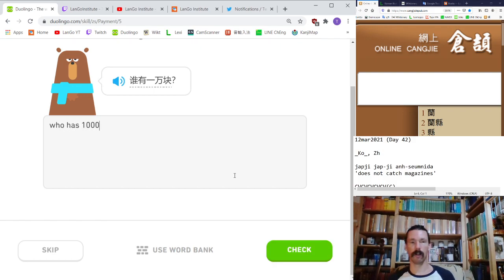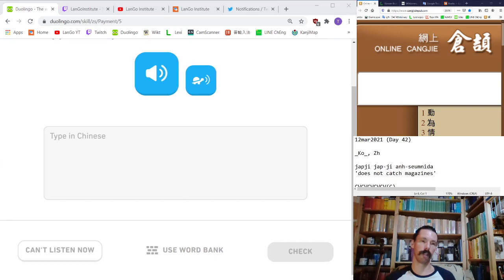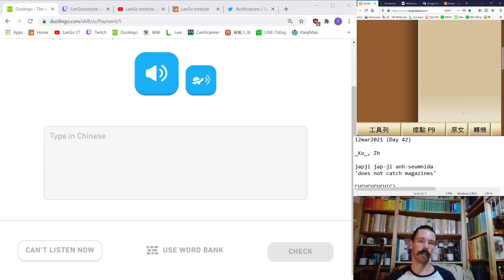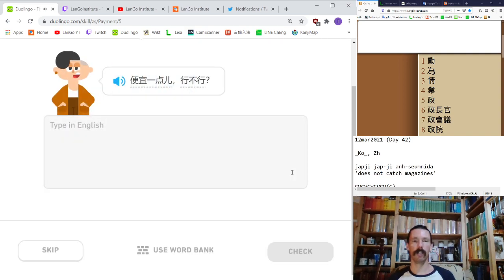这个不行。Oh, but it didn't want that. We gotta simplify. This nice button. 便宜一点儿行不行？Make it a little cheaper, okay?